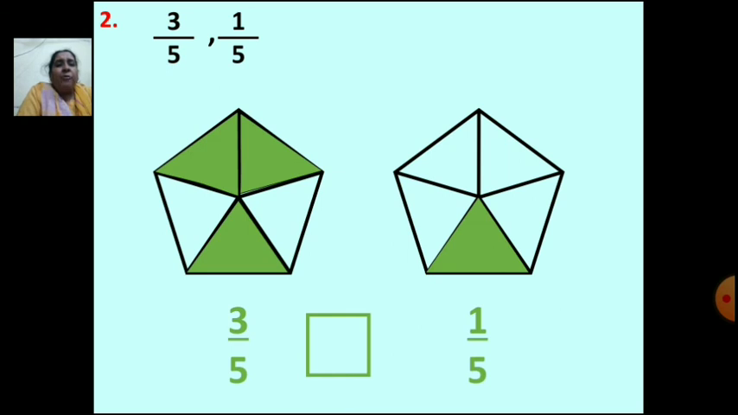Now you have to compare. Now here again denominators are same. 3 upon 5, 1 upon 5. Which fraction is greater? Yes, so 3 upon 5 is greater than 1 upon 5. Okay.